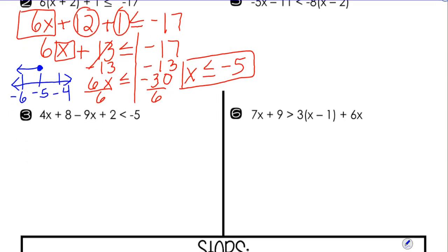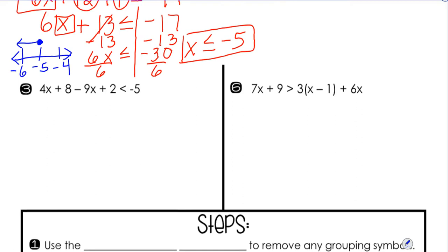Now the third one, you notice, doesn't have any parentheses, but we do have terms that we can combine. So I'm going to go ahead and look at that. I have my 4x, and I'm going to put a box around that minus sign too, because that indicates a -9x. Are you writing all of this down? So the first thing I'm going to do is to combine those like terms. 4x and -9x is what? -5x. Good. So it's -5x.